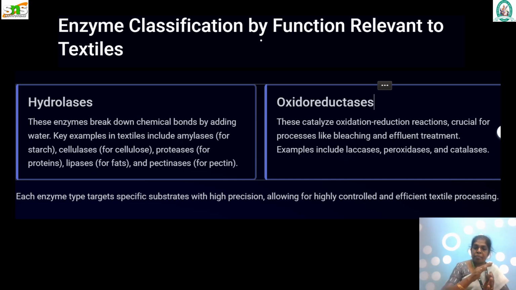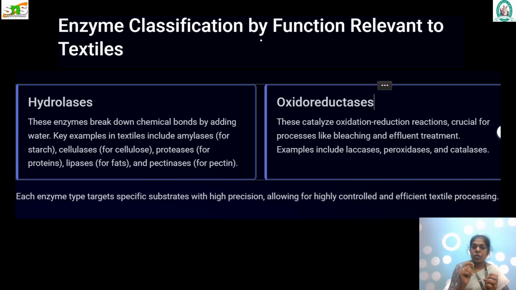That is, these enzymes break down chemical bonds by adding water. Key examples in textiles include amylase, which is used for hydrolysing starch, and cellulase, which hydrolyzes cellulose. Protease for proteins, lipases for fat, and pectinases for pectin. So these are all examples of hydrolases.